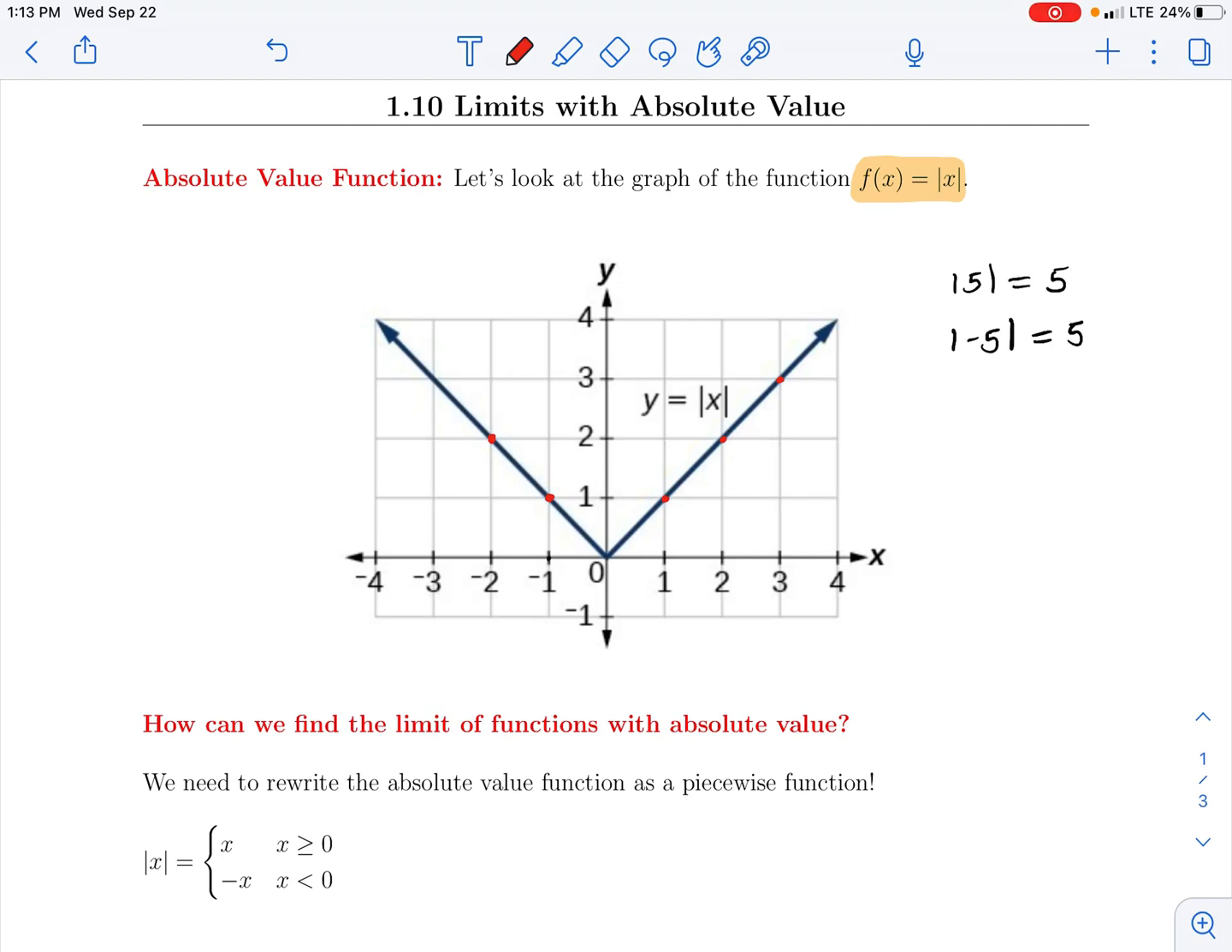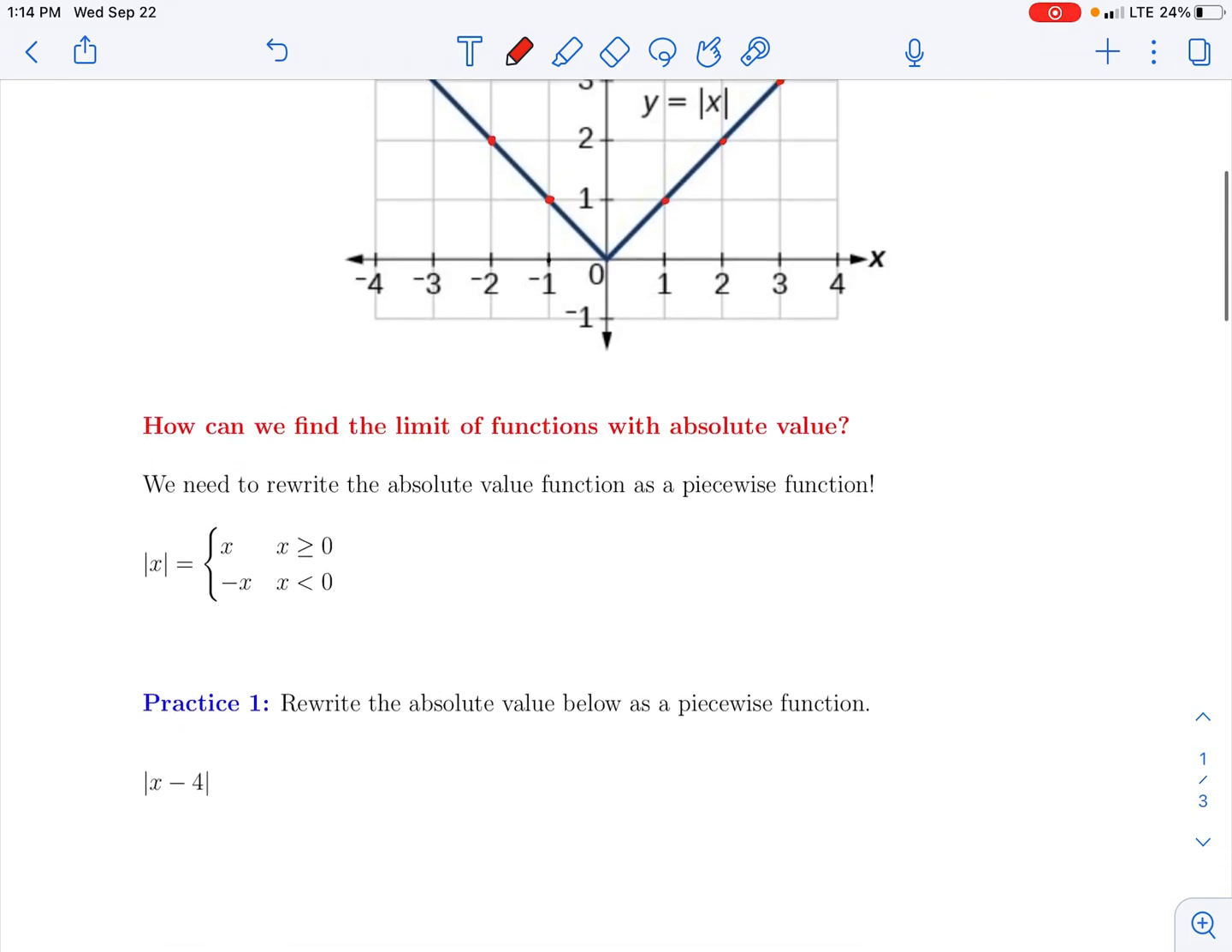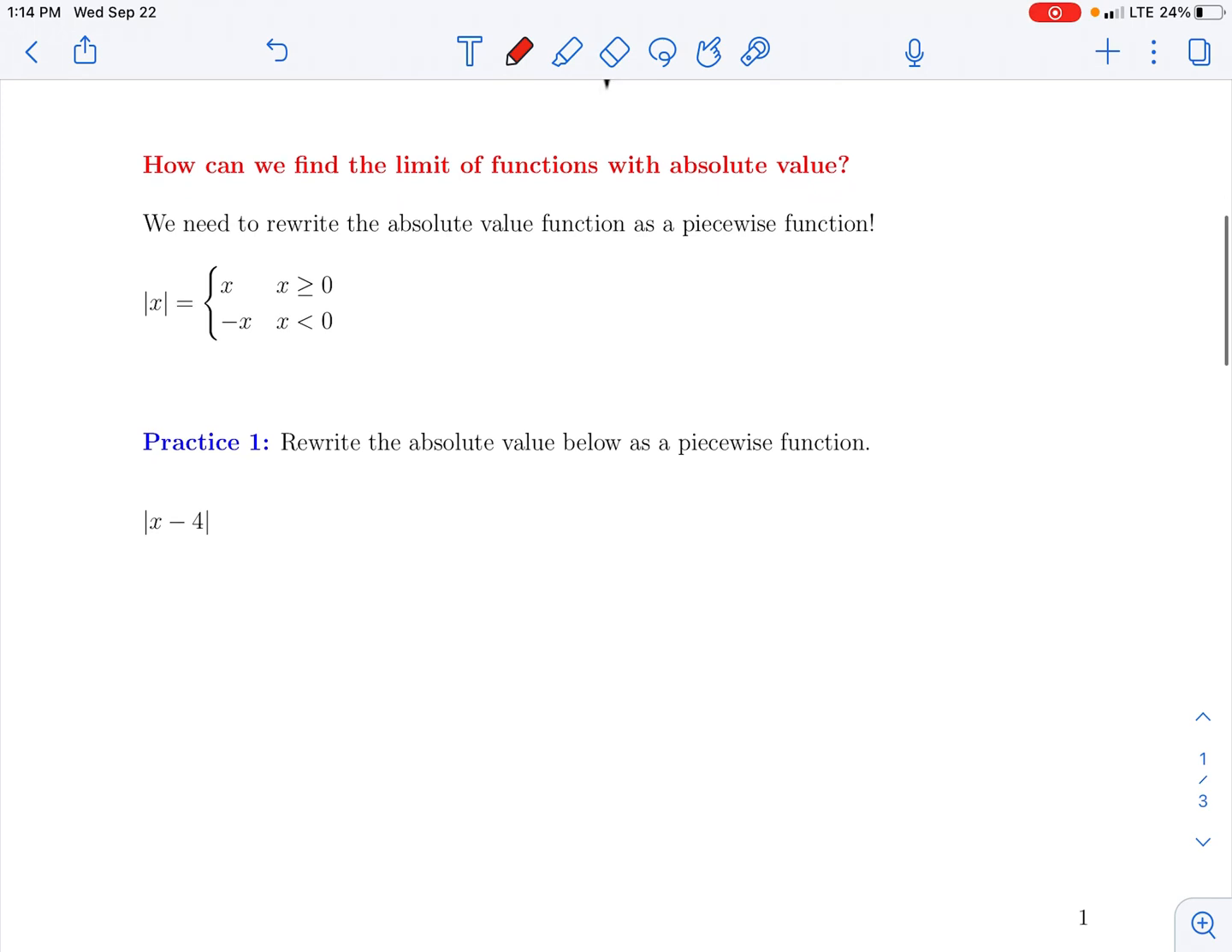So now you're probably wondering, like, how do I actually compute the limit, though, of functions with absolute value? Well, what's going to happen here is we're going to have to rewrite the absolute value function as a piecewise function. And then that way, once I rewrite it as a piecewise function, I can compute left-handed and right-handed limits like we've been doing with piecewise functions. So once we rewrite it, it will seem like stuff you've already seen before. Okay, but we just have to talk about how to actually go about doing that, right?